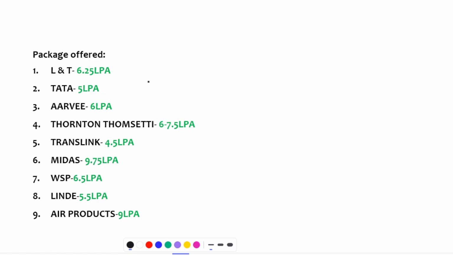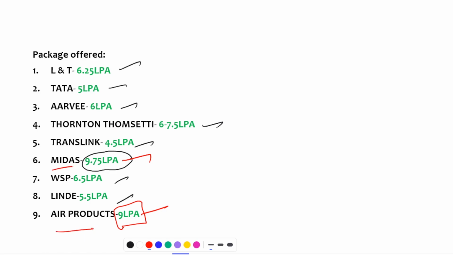Next, coming to the package offered by each company, here you can see L&T is offering 6.25 LPA, Tata 5 LPA, RV Construction 6 LPA, Thornton Thomsetti 6 to 7.5 LPA, TransLink 4.5 LPA, Midas 9.75 LPA, which is the highest among all the companies. Coming to WSP, it is 6.5 LPA, next Linde 5.5 LPA, and Air Products is the second highest among all the companies, at 9 LPA. So 9.75 LPA and 9 LPA are the highest packages offered. Among all the companies, Midas and Air Products are offering very good packages. Okay, this is regarding the package offered.